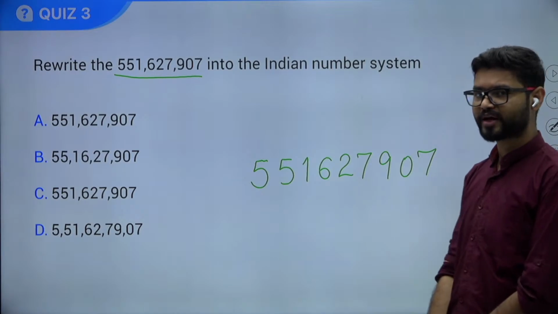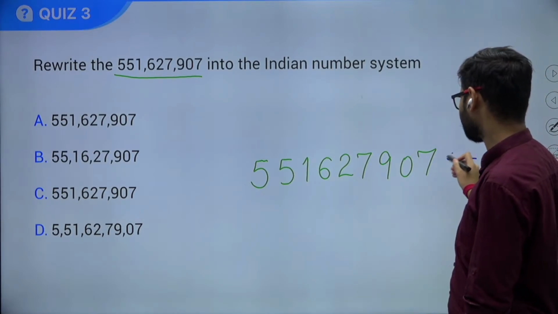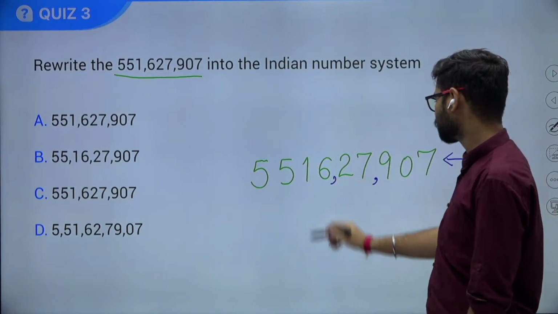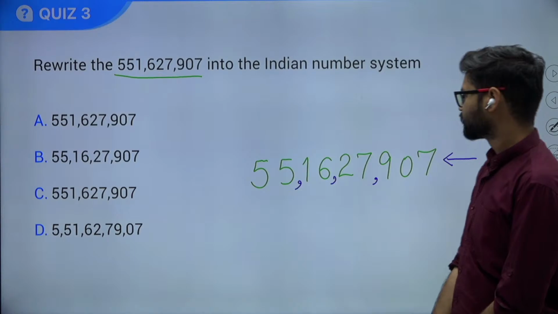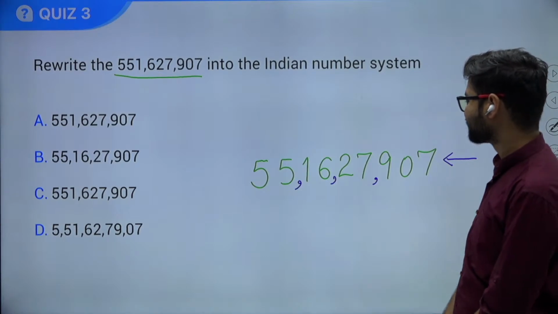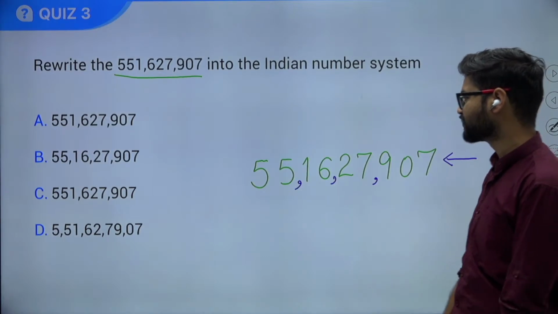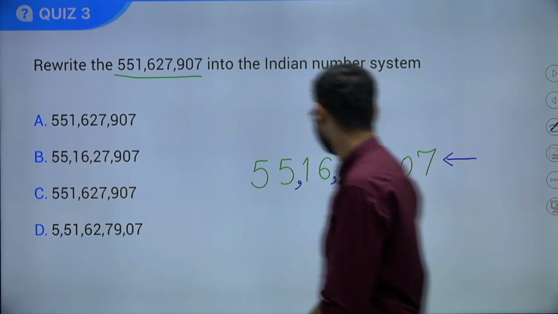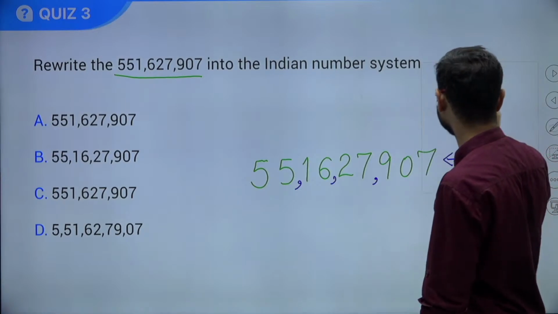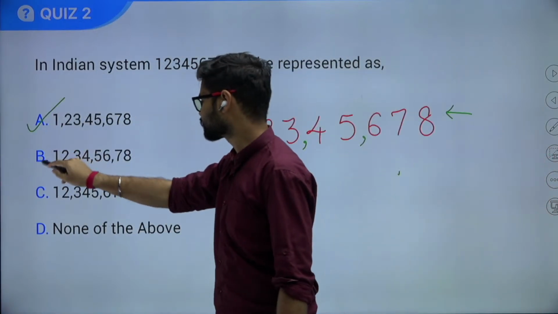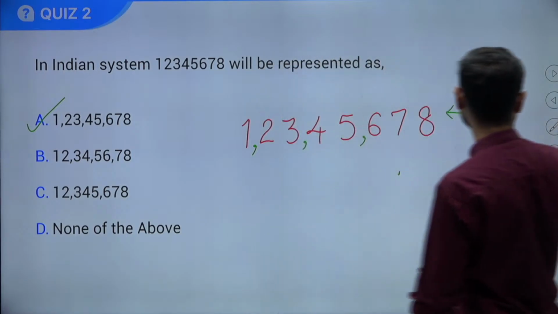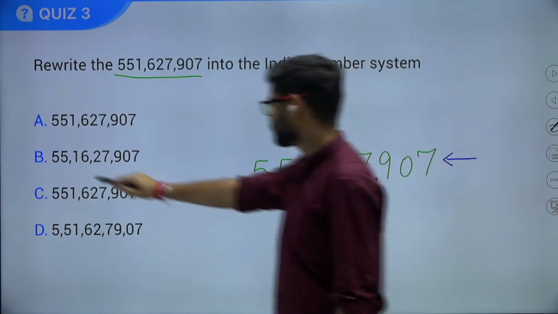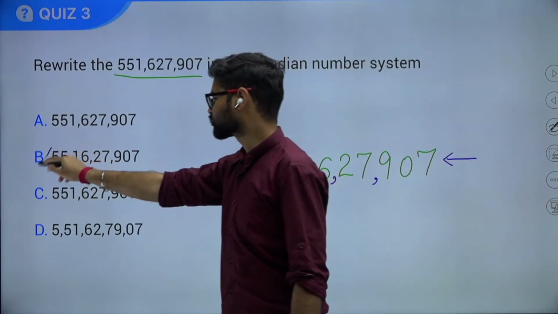551627907. How can we do that? We simply need to start from the right hand side. First comma after the third digit, then after 2 digits, after 2 digits. So 55 crore 16 lakhs 27,907. This is the correct representation. Okay, so here we have option B, the correct representation.